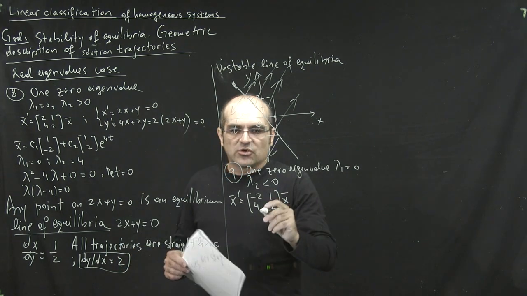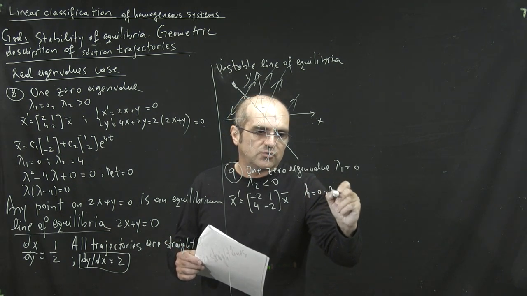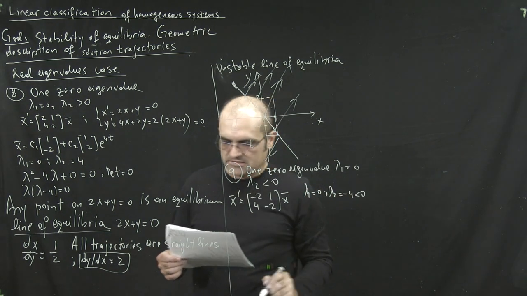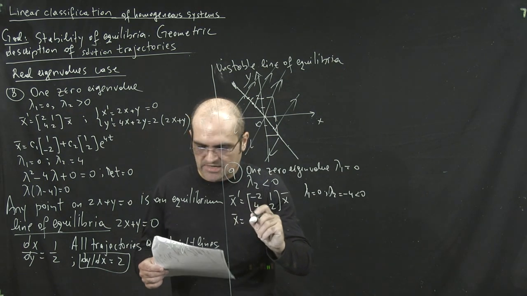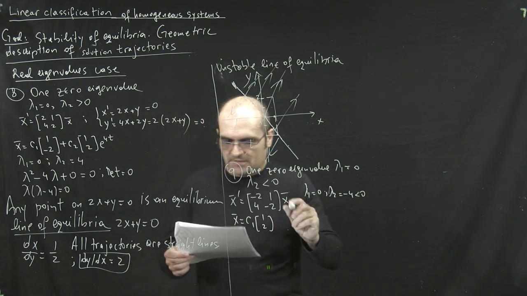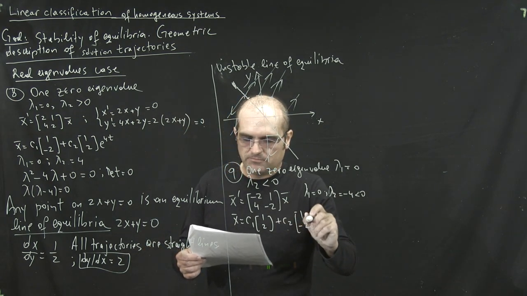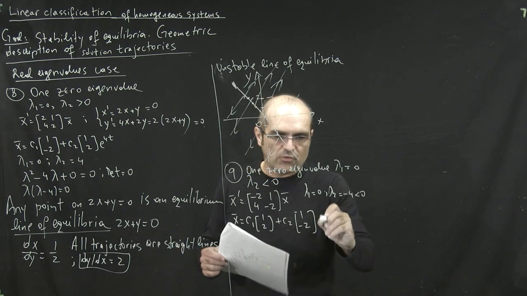And in this case, the solution, if you take the time to compute it: lambda 1 would be 0, lambda 2 would be -4, less than 0. And your solution in this case will be C1 (1, 2), that's the line of equilibrium, plus C2 (1, -2) e to the -4t.